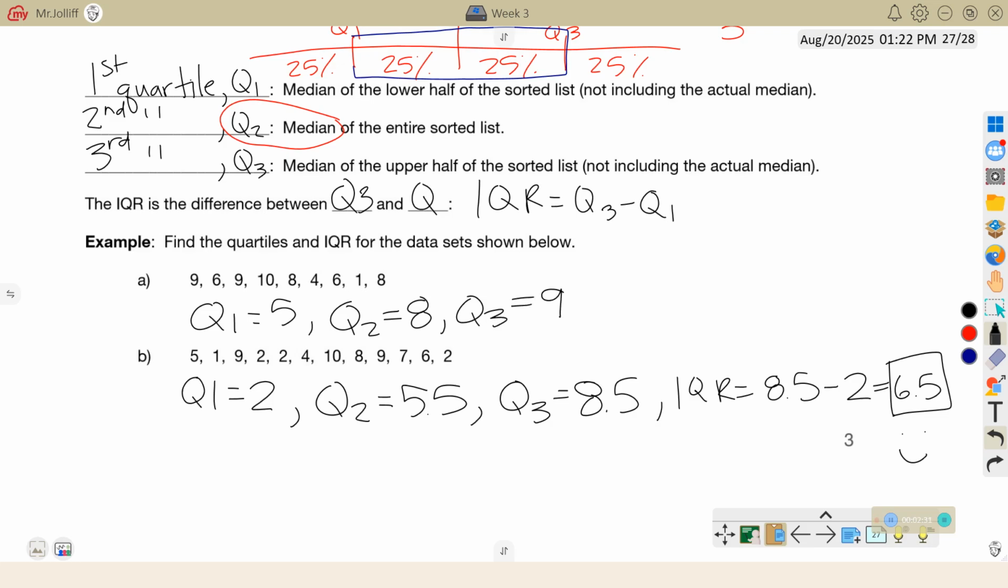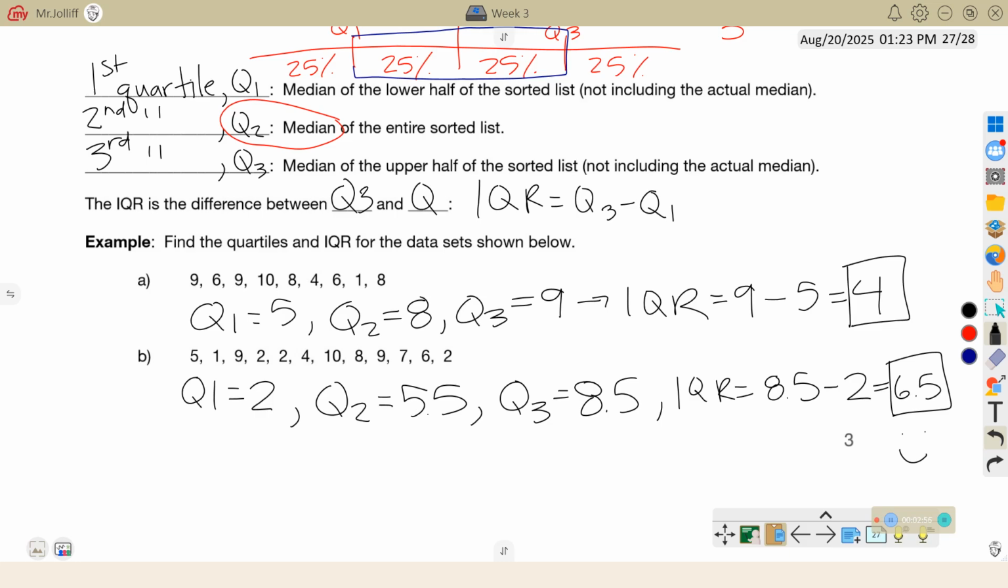Very good. And we know the IQR is what minus what? Good. 3 minus 1. So Q3 is 9, Q1 is 5. Our IQR is 4.